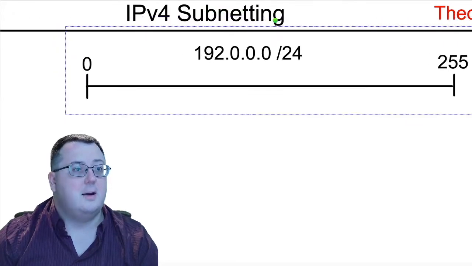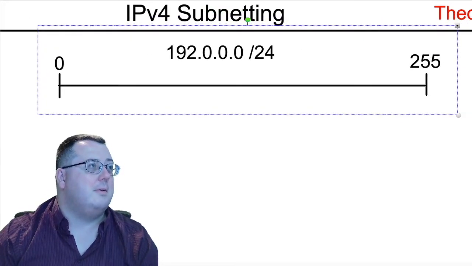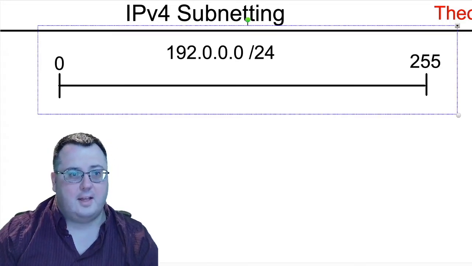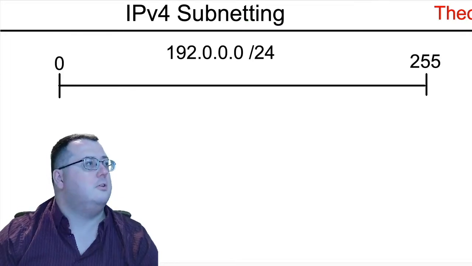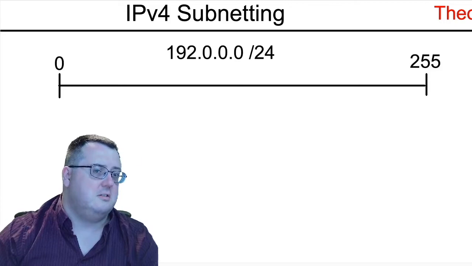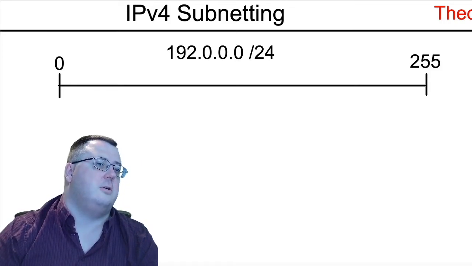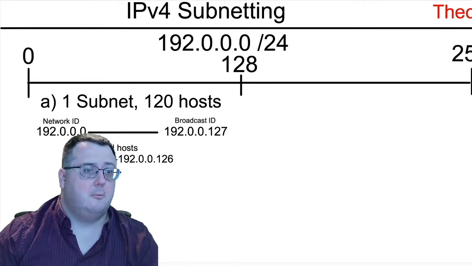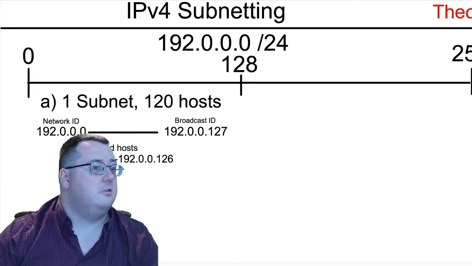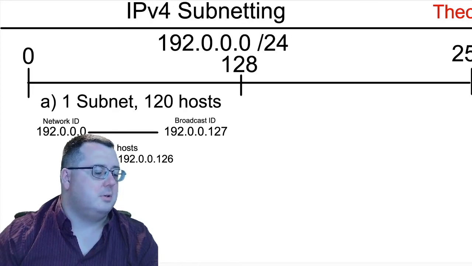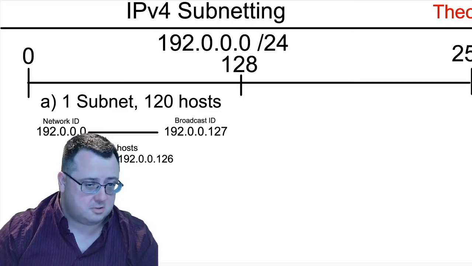So I would say imagine a cake, but it's probably a bit difficult to do. So we're going to imagine a line. Okay, that line is from 0 to 255. And remember the original question, it was 192.0.0.0/24. Okay, so the first part was one subnet with 120 hosts.